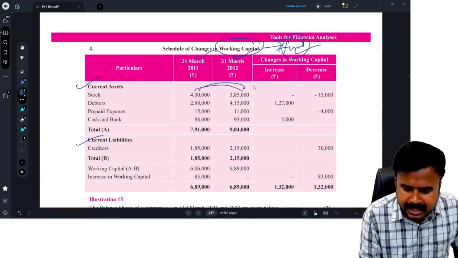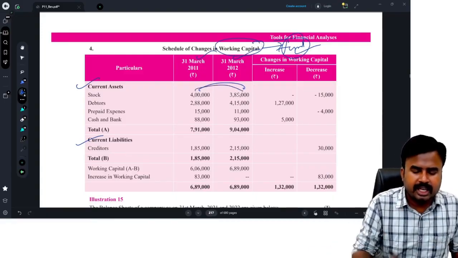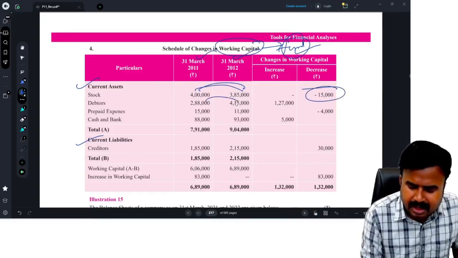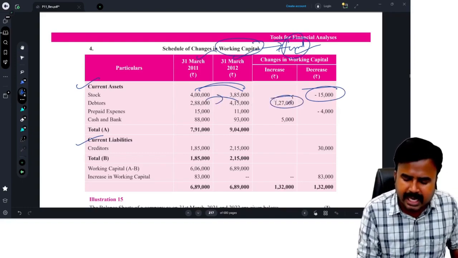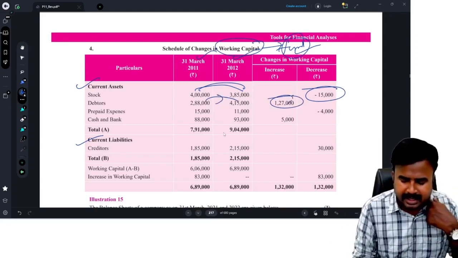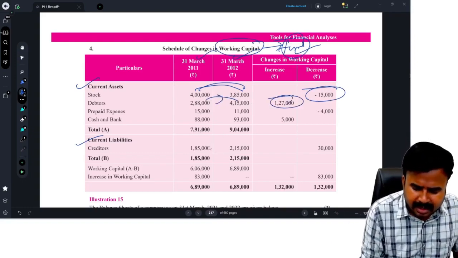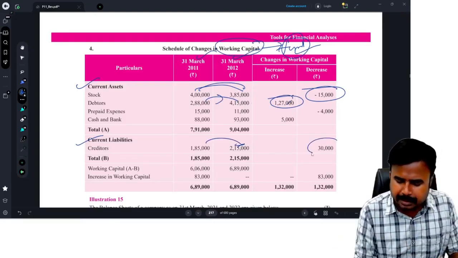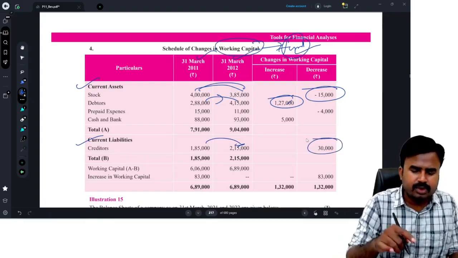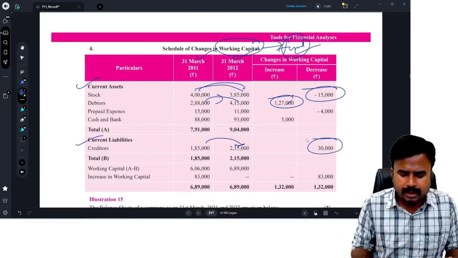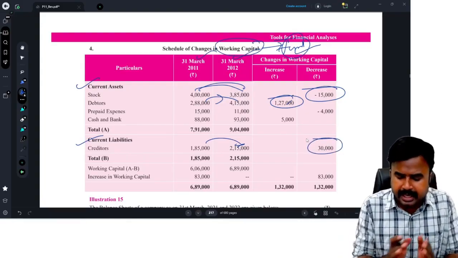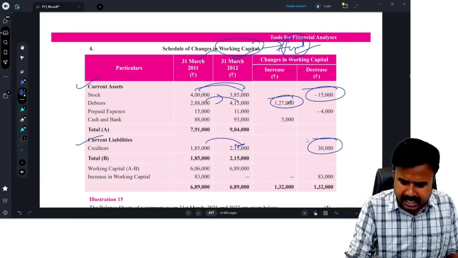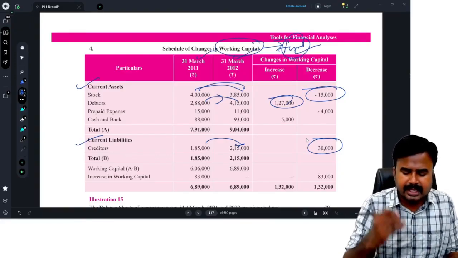Stock has been decreased. That reduces working capital. Decrease in working capital. Debtors are increased. That means that increases working capital. Like that you have to write increase or decrease. In a similar way, creditors are increased. Sorry, increase in creditors reduces working capital. Decrease in working capital. In case your creditors were decreased, what should be done? I should show increase in working capital. So current liabilities increase, decreases working capital. Current liabilities decrease, increase in working capital.